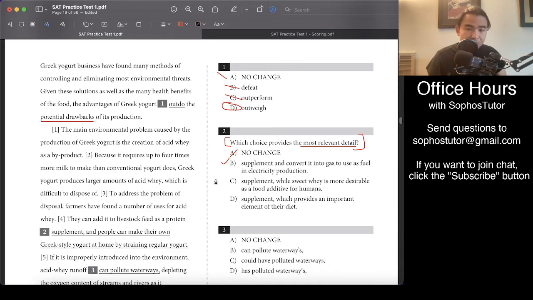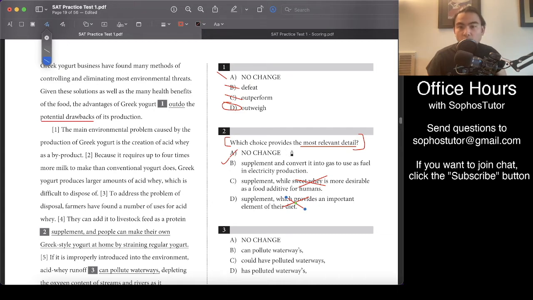Okay. Let's move on. C. Protein supplement. While sweet whey is more desirable, like already, this does not sound like another use for acid whey. So it's definitely not C. D. Supplement, which provides an important element of their diet. Again, this is not another use of acid whey, so we don't have a number of uses. This is simply a commentary on the one use that's mentioned in the sentence. So I don't think it's D.